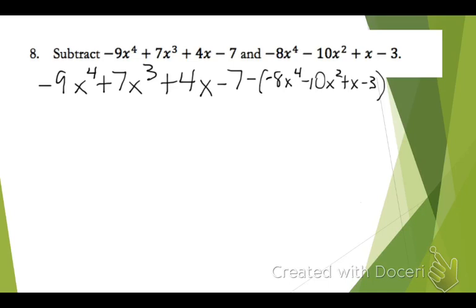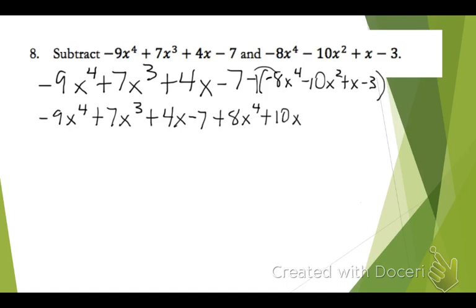Now on number 7, we're going to take the first polynomial and subtract the second. So just rewrite that first polynomial, and then notice I have the second one after the subtraction sign. You can think of that as a negative 1, and so we're going to distribute that negative. So it will change all the signs of the terms in that second polynomial. So we'll actually add 8x to the fourth, we'll add 10x squared, subtract our x, and then add 3.